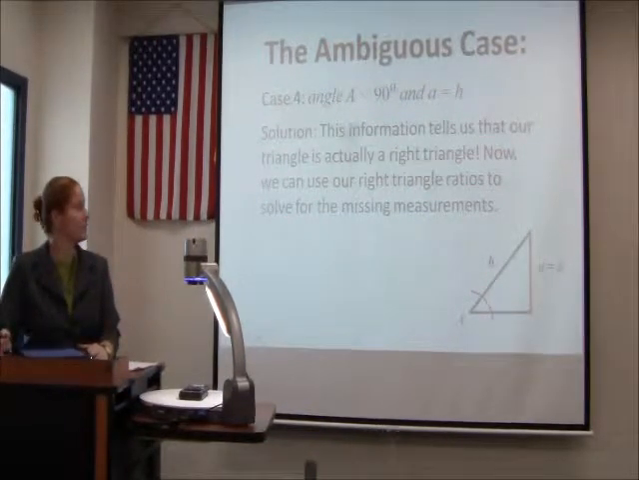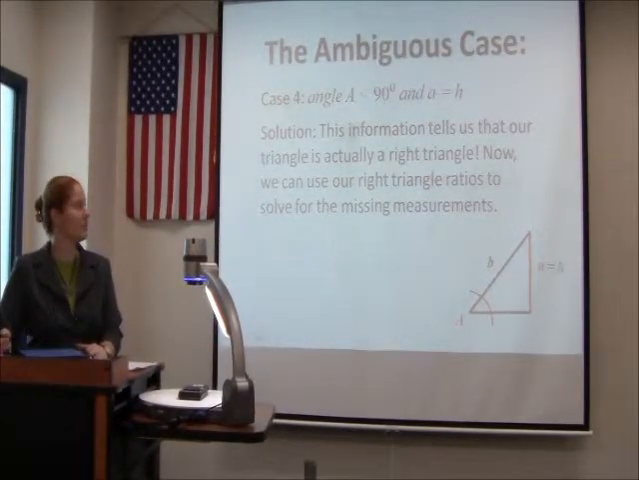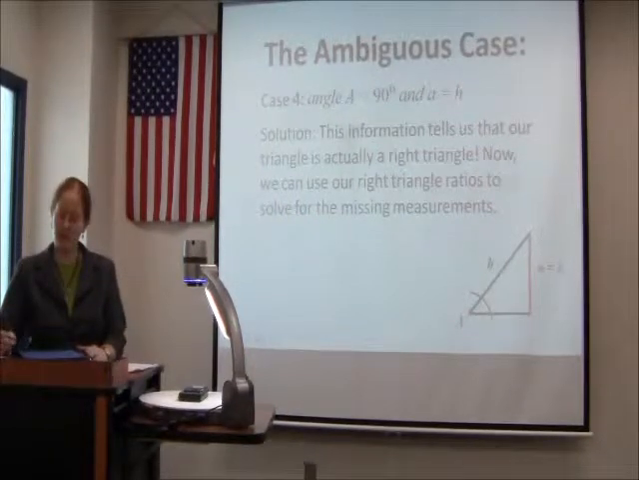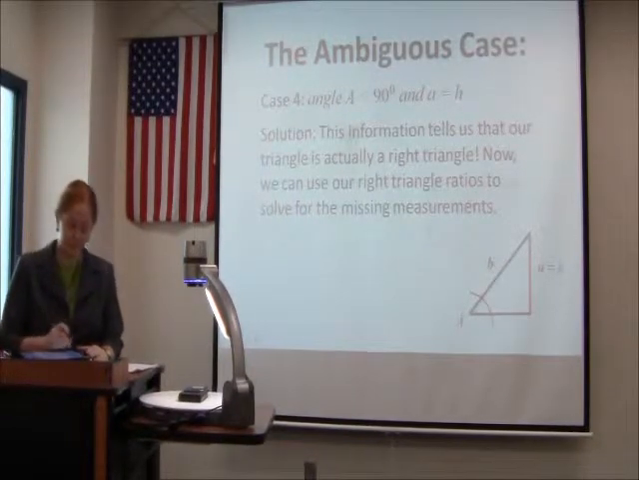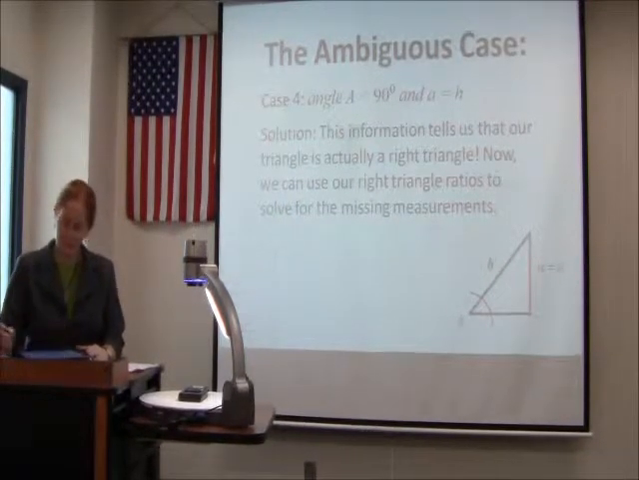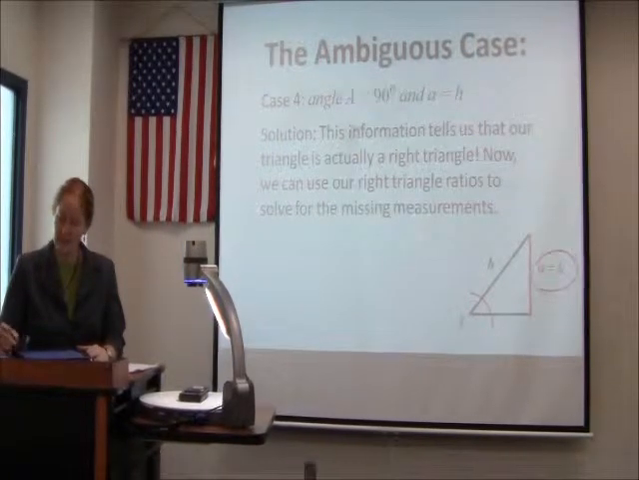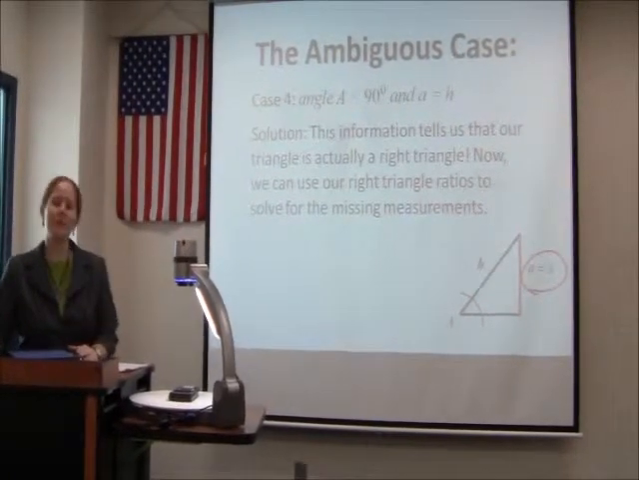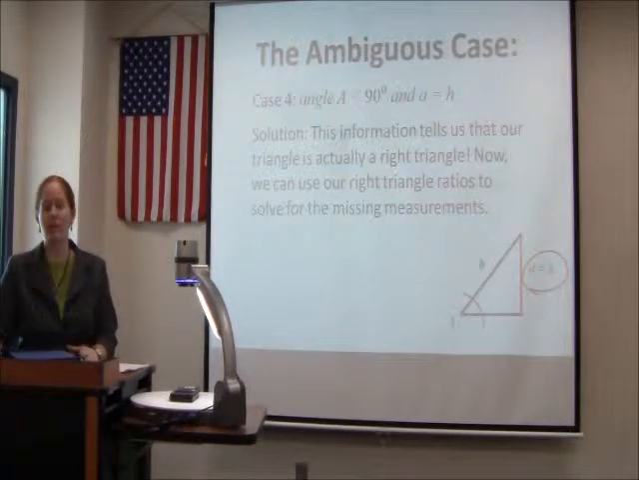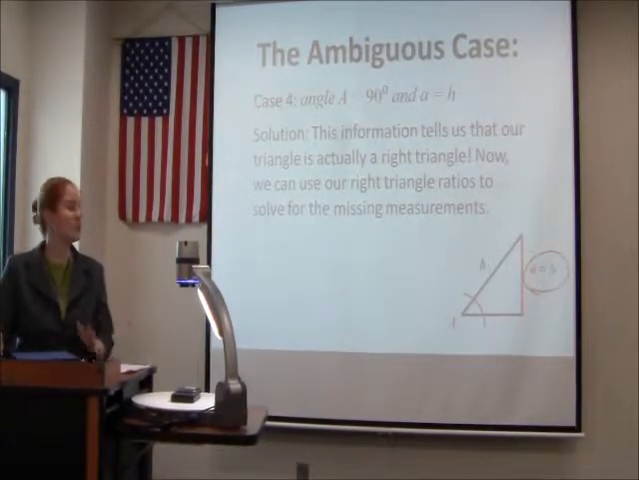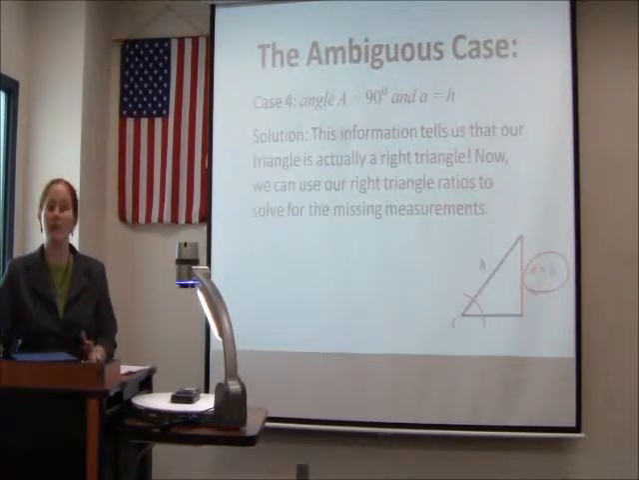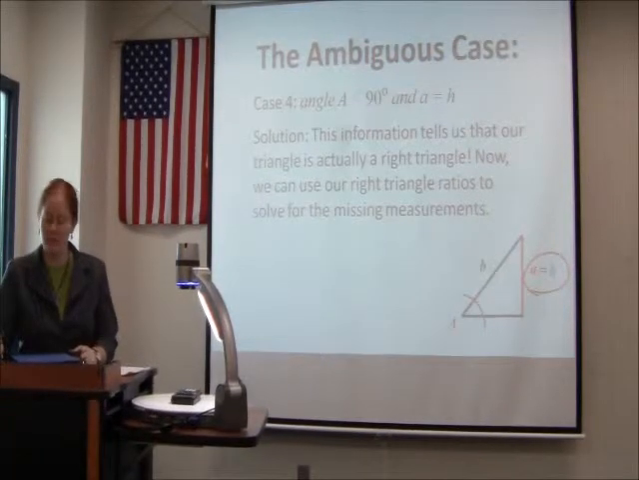The next case. Let's say that angle A, again, acute, but this time it's equal to H. And you can see from the picture there that A is actually equal to H. Well, this is pretty cool when this happens, because now we know we just have a right triangle. So we don't even need the law of sines, we can just go back to solving our triangle using our right triangle ratios, as we've learned previously.